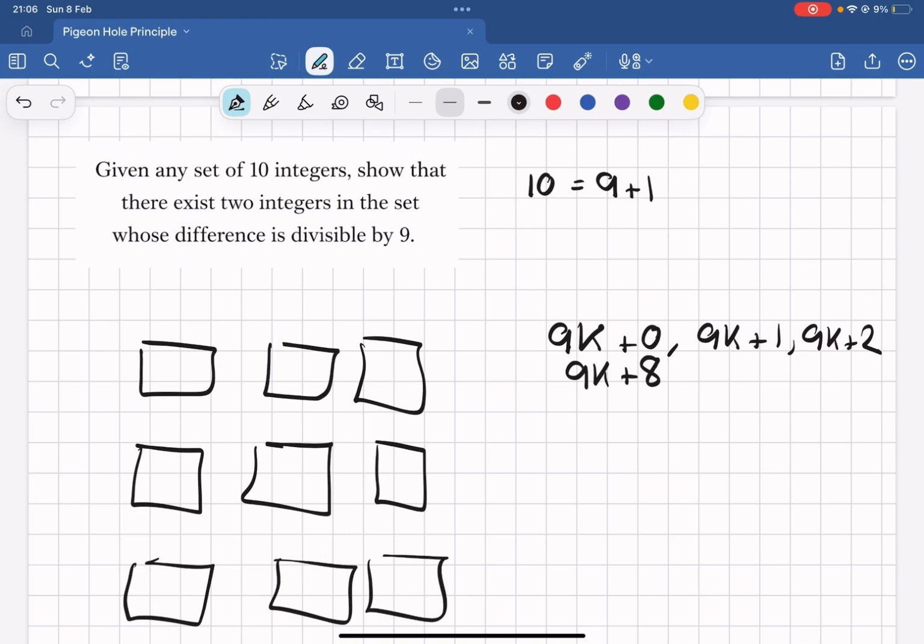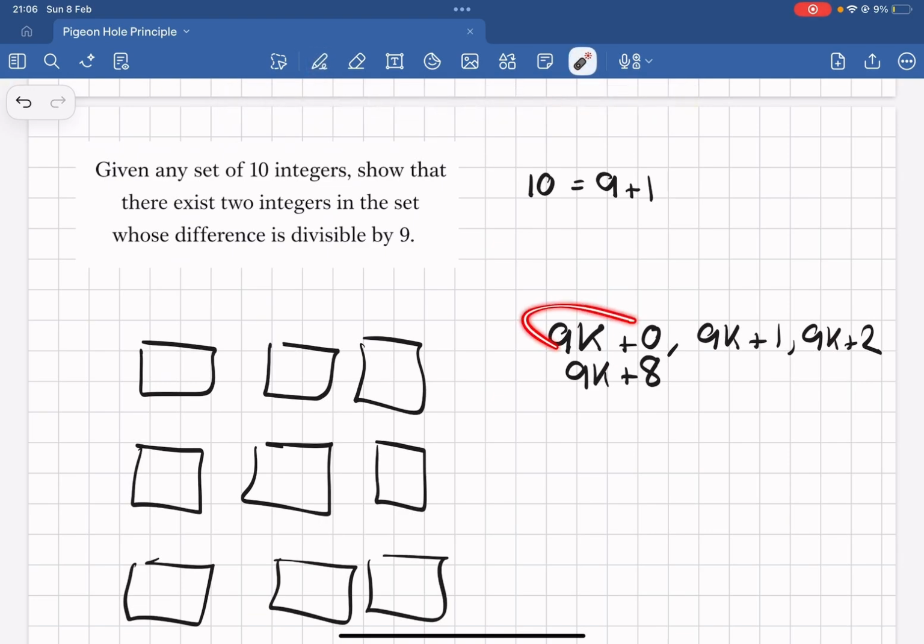Now this is a list of 9 integers. And why is that useful here? Well, this covers 9k plus 0, 9k plus 1, up to 9k plus 8. Any number can be written with one of these forms, whether it's 9k plus 0, 9k plus 1, 9k plus 2, up to 9k plus 8. Test it for yourself. 27 is written in the form 9k plus 0. 32 is 9k plus 5. Minus 1 is 9k plus 8, and so on and so forth.